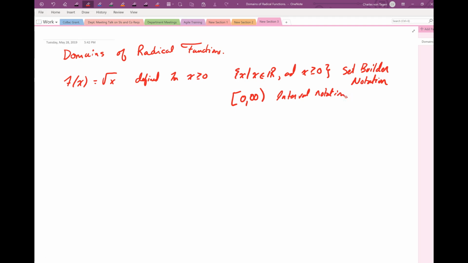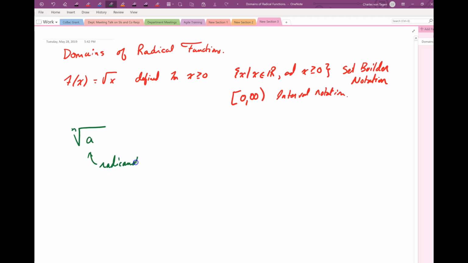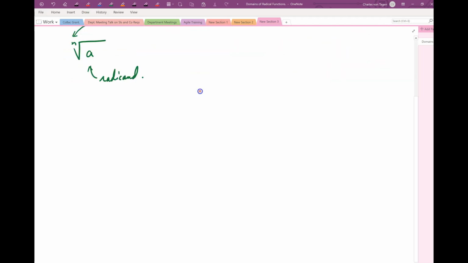Let's just do a quick recap of a couple of properties of roots. For example, if I looked at the nth root of a, we call the expression a inside the root symbol the radicand. And we call this symbol right here the index. Of course, if no index is given, the index is understood to be a 2. Okay. So let's go ahead and find some domains of some more radical functions.